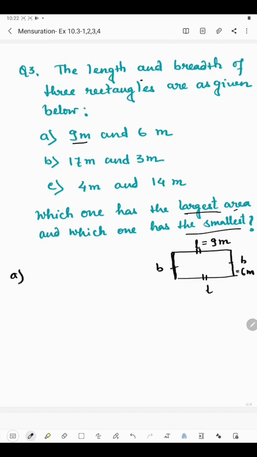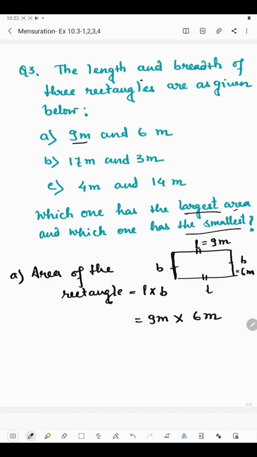So we will have to find the area of the rectangle, which is length into breadth. Now length is 9 meter and breadth is 6 meter. So we will multiply the numbers first. So 9 6s are 54, and meter into meter, meter square.